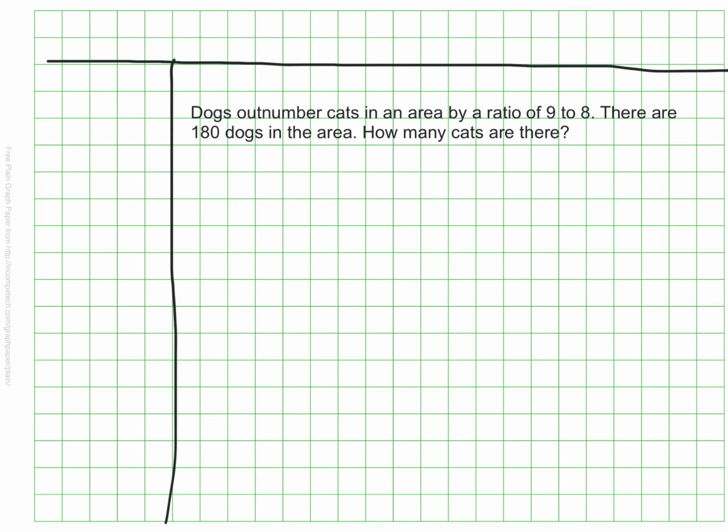Here's another proportion. Dogs outnumber cats in a particular area by a ratio of 9 to 8. There are 180 dogs in the area. How many cats are there? So let's take a look at what we know. We know that dogs are represented here by our 9, and cats are represented by our 8, and we know that there are 180 dogs. Our job is to figure out how many cats there are. We're going to set this up as a proportion.